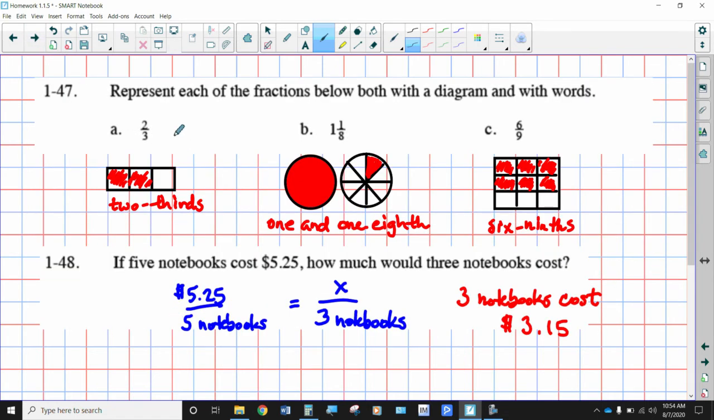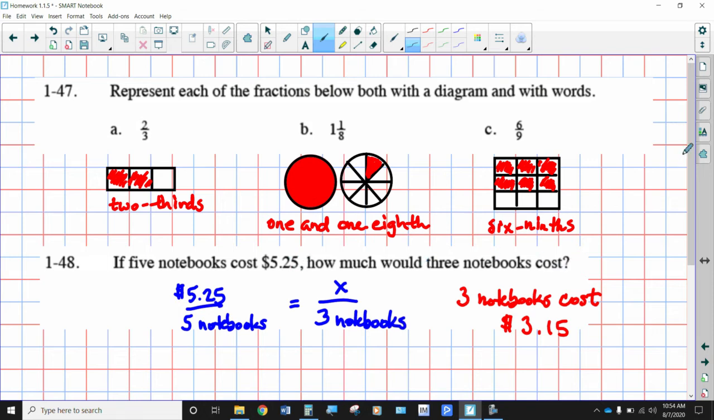Now going in the other direction, 2/3, well, that's what we just had on the previous page, right? 1 1/8 means we're going to take one complete circle and 1/8 of another circle. And then 6/9 technically is the same as 2/3, right? If you think there's 1/3, 2/3, 3/3, but it's an equivalent fraction. So we would create a rectangle that is 9 equal parts, and then 6 of the 9 equal parts are shaded in.